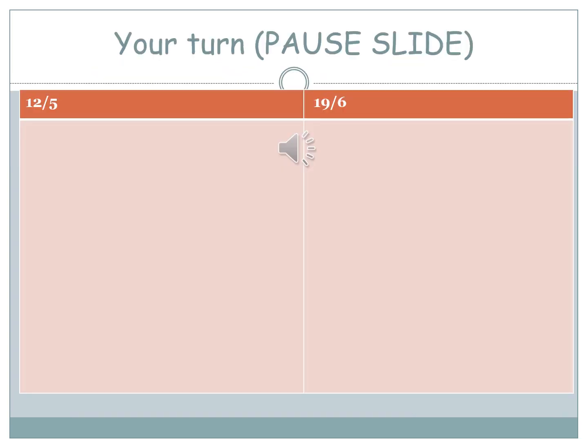So now it's your turn to try those for yourself. So can you try 12 over 5 and then 19 over 6? Use this example on the slide to help you.